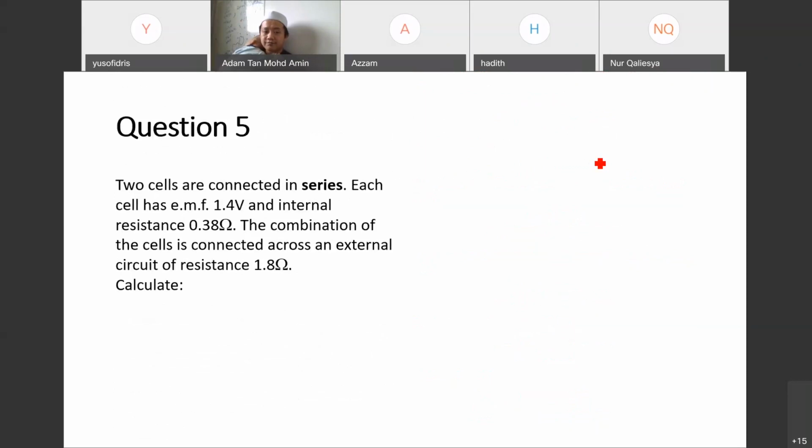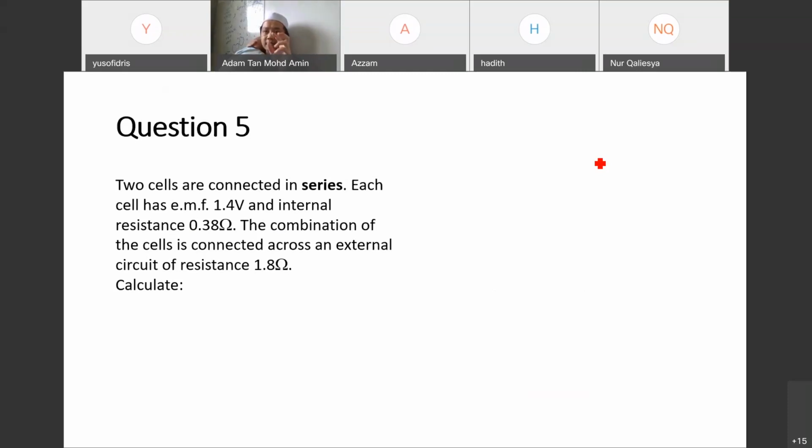Alright, question 5. Cells are connected in series. Each cell has EMF 1.4 volts and internal resistance of 0.38 ohms. The combination of the cells is connected across an external circuit of resistance 1.8 ohms. So sebenarnya benda ni, question ni sama je circuit yang sebelum ni dah lukis kan, yang Kalisha lukis sebelum ni, sama je, cumanya dia ada dua cell instead of one. Okay. So sebenarnya tak perlulah kita lukis dua cell dengan dua resistance tu.